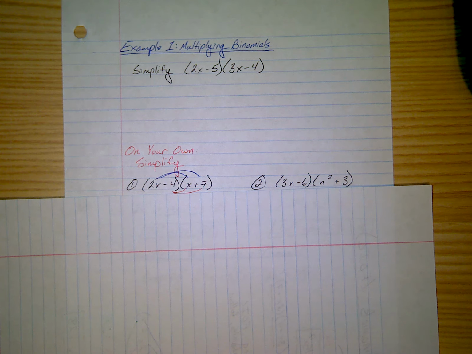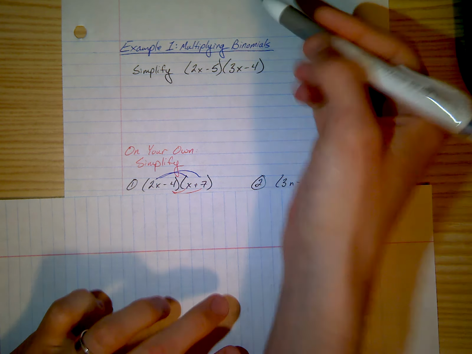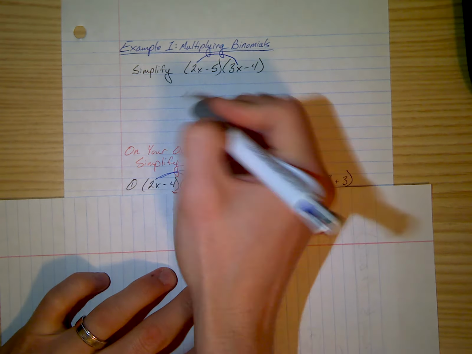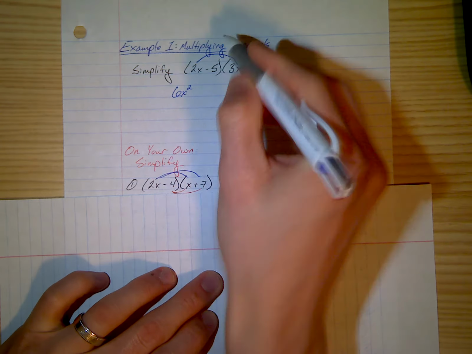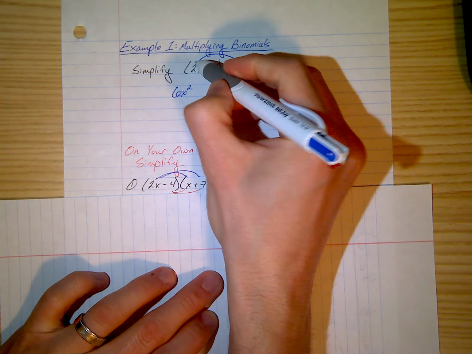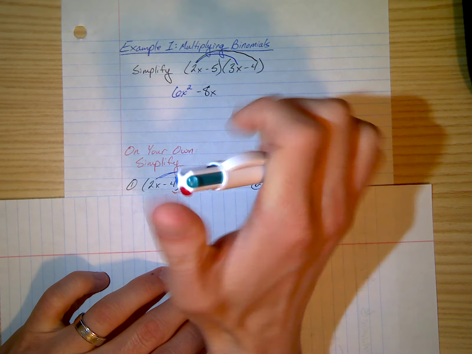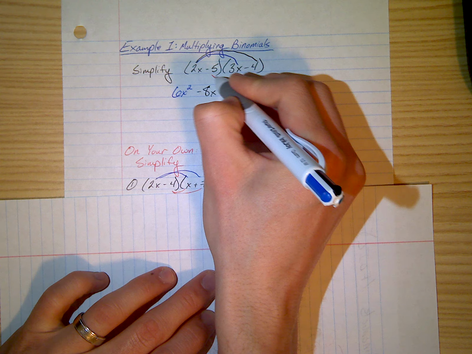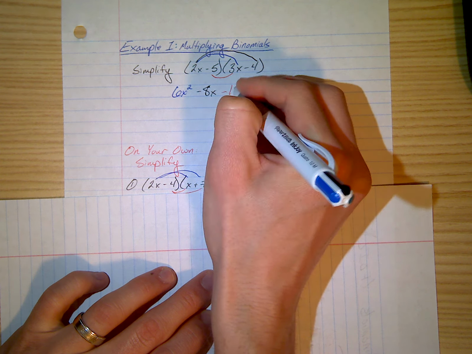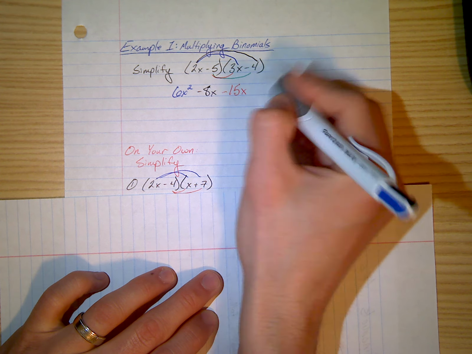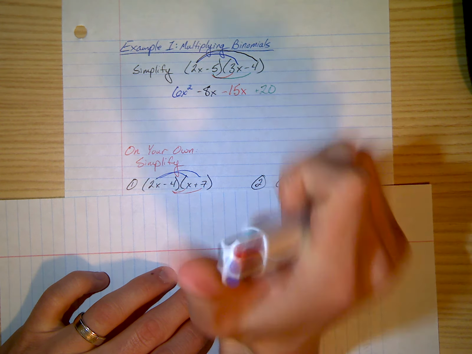So again, another example for us, if we're going to multiply 2x minus 5 times the quantity 3x minus 4, you start with your first times your first. So 2x times the 3x is again 6x squared. Then you take your outside, your 2x times your negative 4. Well, that's your negative 8x. Then you do your inside terms. Negative 5 times 3x is negative 15x. And then you do your last terms. Negative 5 times negative 4 is positive 20.